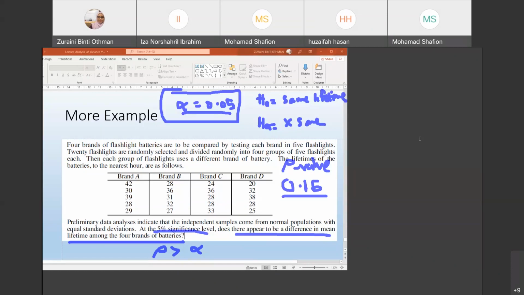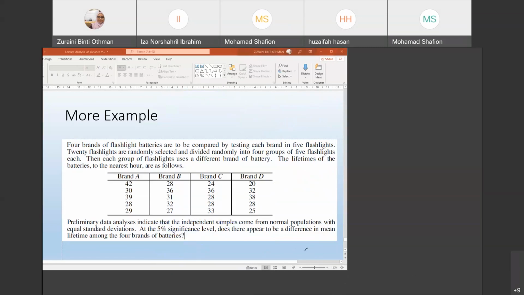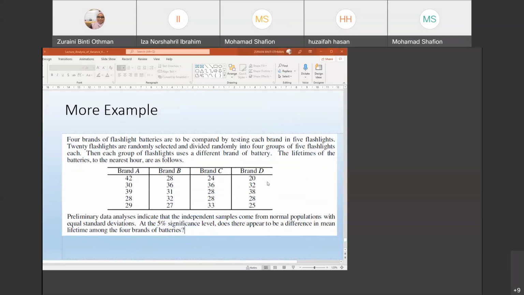So that we can conclude that there appears to be no difference in the lifetime of the batteries. We can conclude by using all the information. We only have this p-value, and by comparing it to the significance level, we can conclude that there is not enough evidence to conclude the mean lifetime of the battery brands differ from each other. Okay, then we go for the next example.